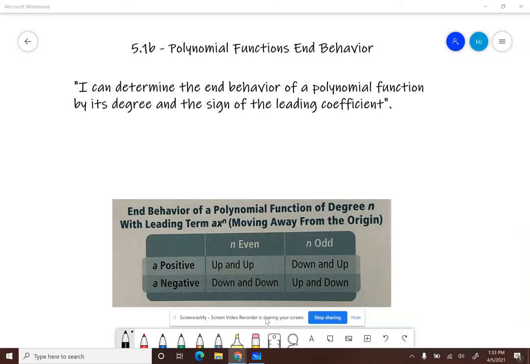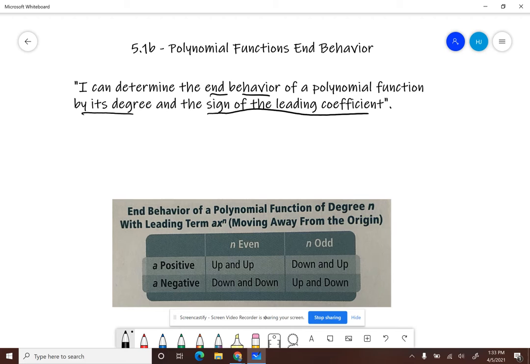All right, guys, today we're going to be talking about 5.1b, polynomial functions end behavior. I can determine the end behavior of a polynomial function by its degree and the sign of the leading coefficient. So we're talking about end behavior of a polynomial function, and here we're telling you how you're going to be able to figure that out. It's by its degree and by the sign of the leading coefficient.